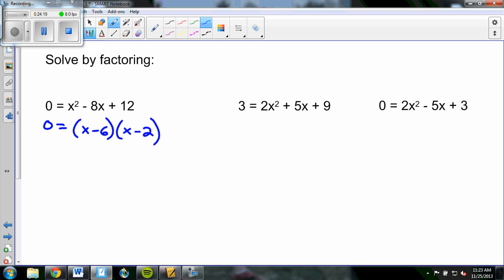Negative 6 and negative 2 multiply to 12. Negative 6 and negative 2 add to negative 8. Well, now I want to know what can I plug in for x to make this first bubble right here equal 0. Because if that equals 0, 0 times anything else is going to be 0, so it'll solve my problem. Well, x could be 6, or x could be 2. If I plug a 2 in for x, 0 times whatever is 0. Those are my two solutions.